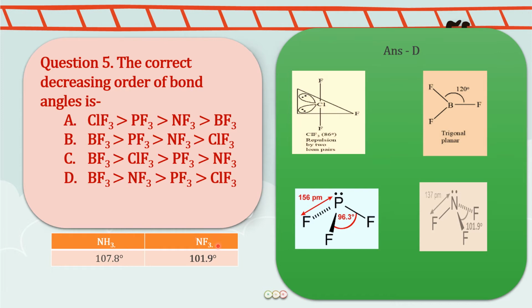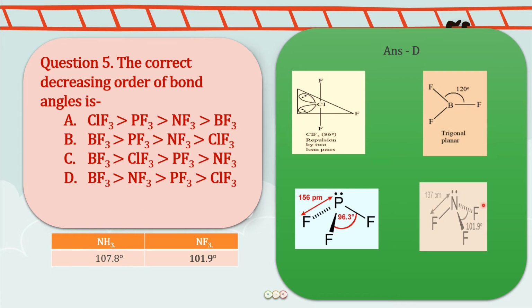This value is less because fluorine is more electronegative in comparison to nitrogen, whereas hydrogen is less electronegative in the case of ammonia. So what is fluorine going to do? Well, fluorine is going to pull the bonded pair of electrons towards itself. So nitrogen will have less electron density in the case of NF3 in comparison to the bond angles in the case of NH3.